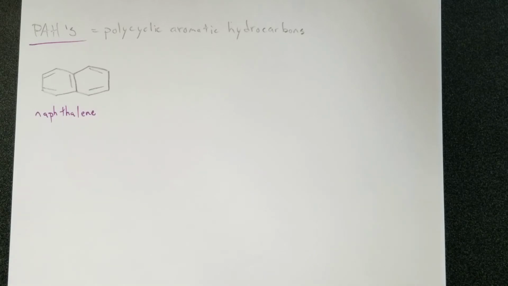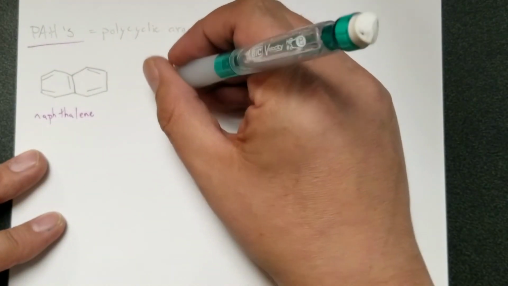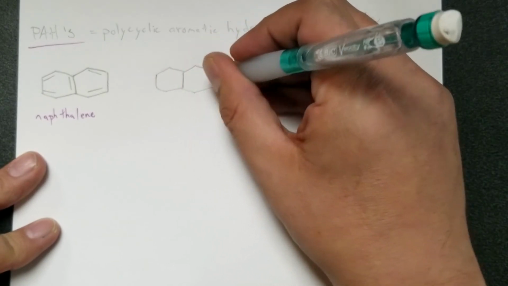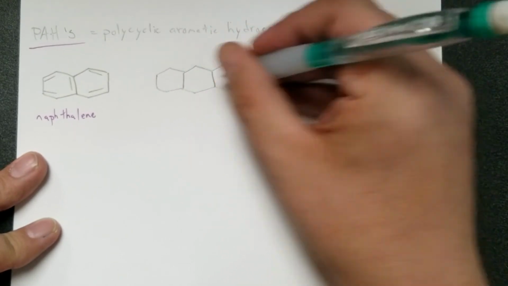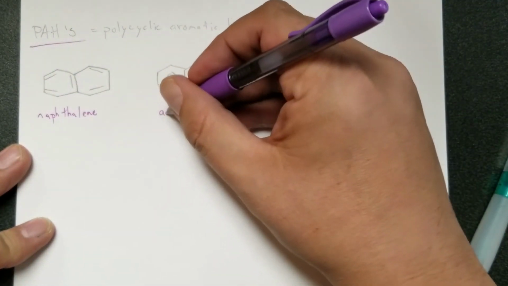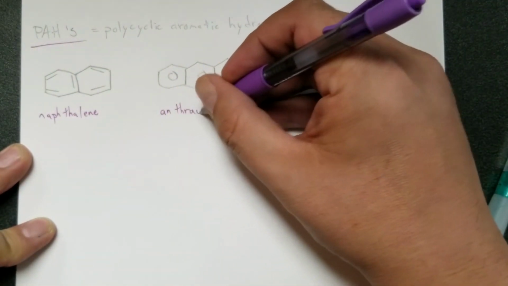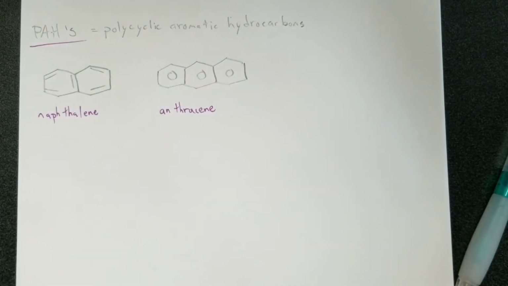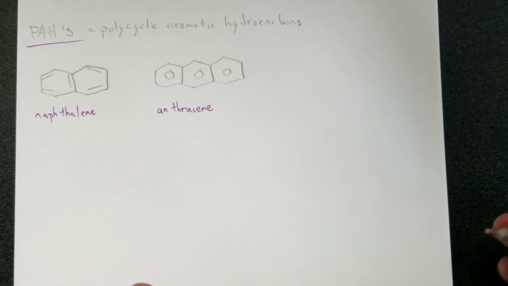A few other examples I have here for you is if you have three put together, and just for the sake of discussion, I'm just going to put circles in them now. This is anthracene. A little side note about naphthalene, if you ever smelled the smell of mothballs, you've smelled naphthalene before. That's what that smell is.